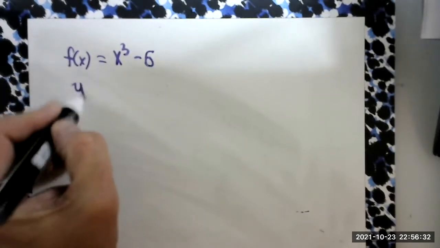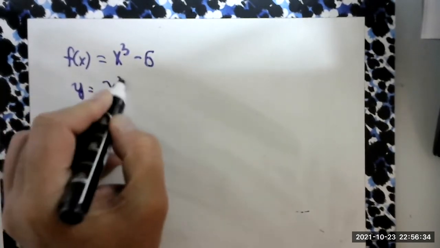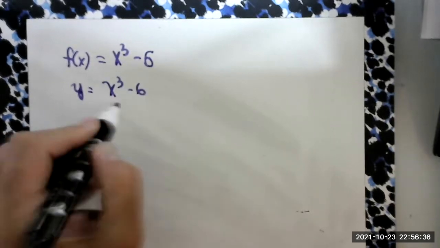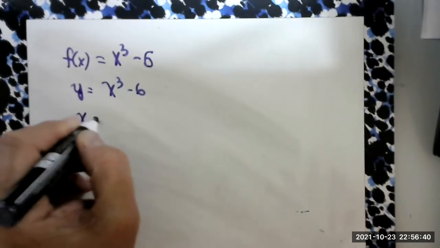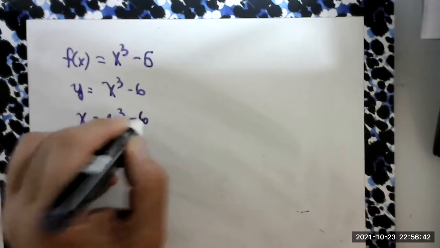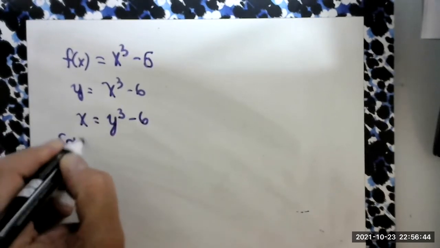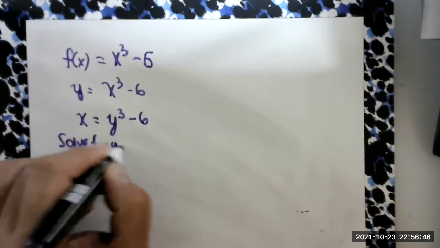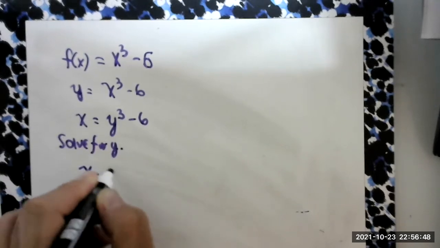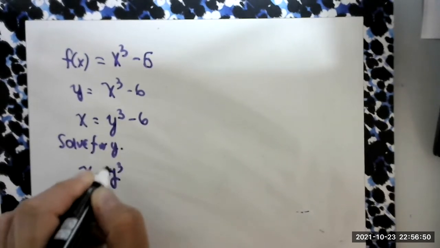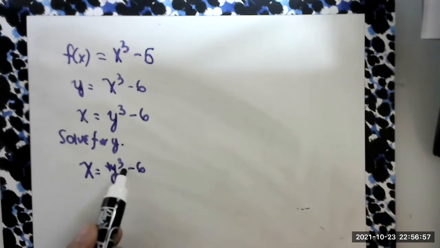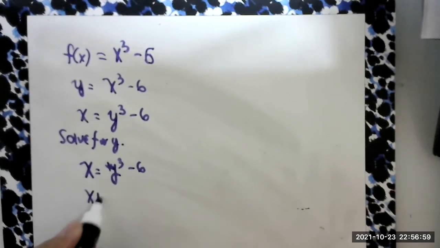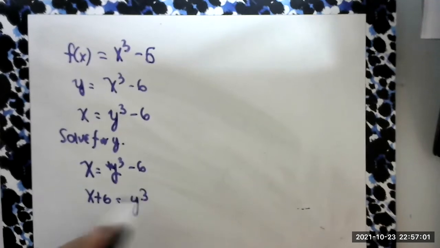Well, f of x we replace with y, so y equals x cubed minus 6. We exchange x and y. So now my new equation will be x equals y cubed minus 6. At this point, we need to solve for y. So in the equation x equals y cubed minus 6, how do I solve for y? Well, we may add 6 and take the cube root. So x plus 6 equals y cubed.